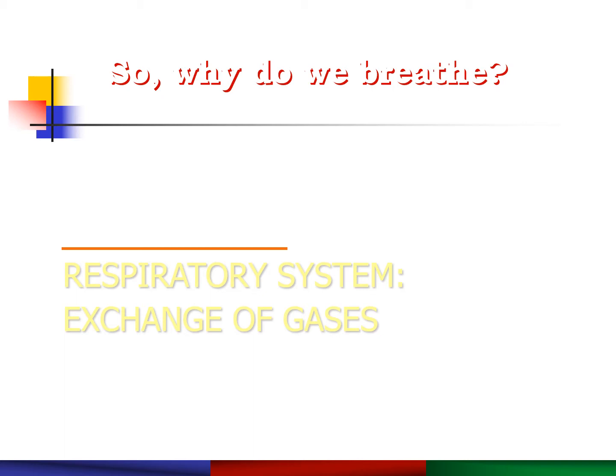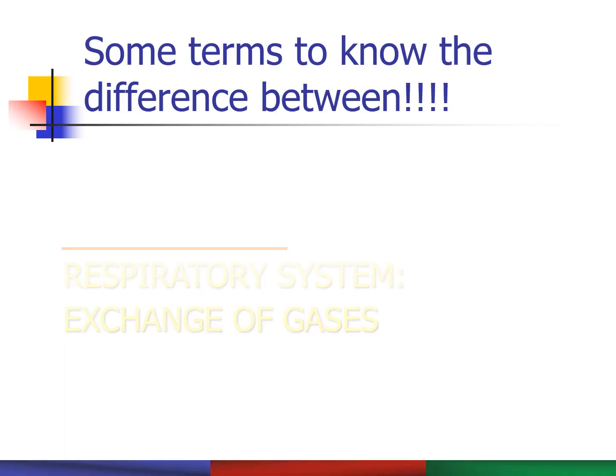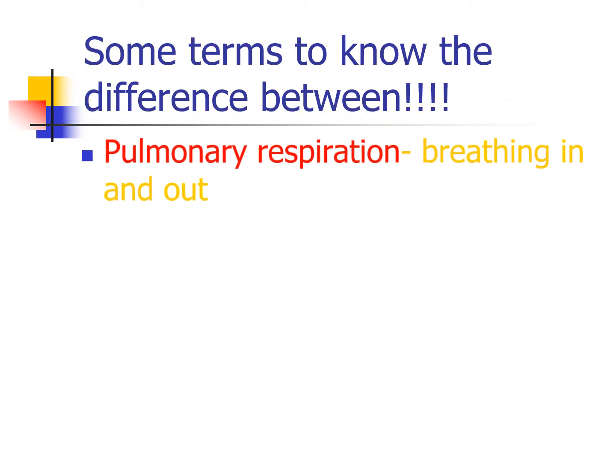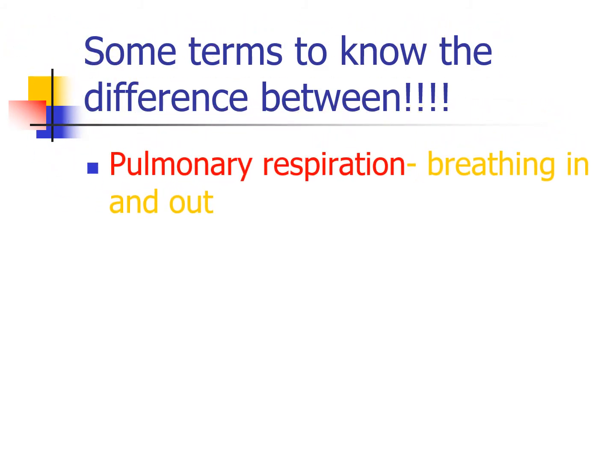So in this video, like I said, we're going to look at the respiratory system. So just some terms to make sure you know the difference between. Okay? First of all, pulmonary respiration. This is what we call breathing in and out. Remember, anytime you see the term pulmonary, that is referring to your lungs. This is not inhaling and exhaling. Okay? It is pulmonary respiration.